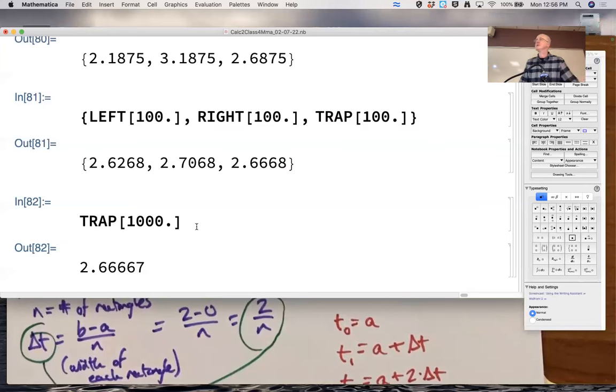Better and better approximations. What do we call that even in Calculus 1? When you've got something approaching something else as n gets larger and larger. What's the name? Go ahead. Asymptotic. What's another name? Limit. Yeah.